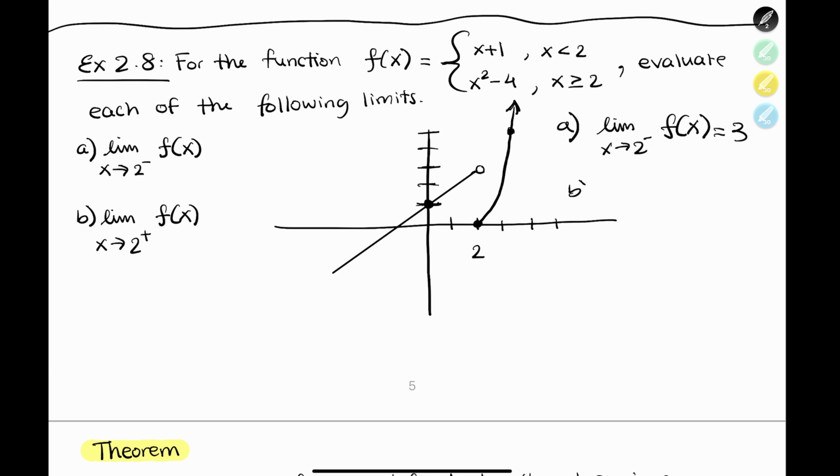And then for b, the limit as x approaches 2 from the right-hand side of f of x, well, let's find that out. So as we're going down, all the way down, and we're getting closer and closer to 2 on the x-axis, we're getting closer and closer to the value of 0. So that's why our right-hand limit as x approaches 2 is equal to 0. And now we're done with this problem.